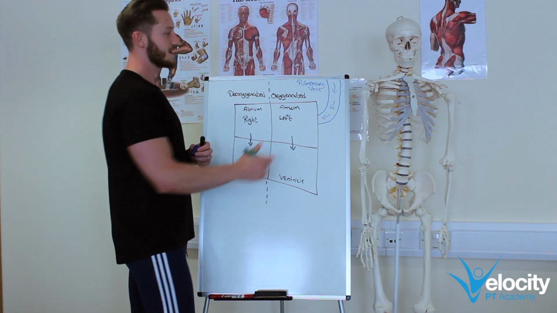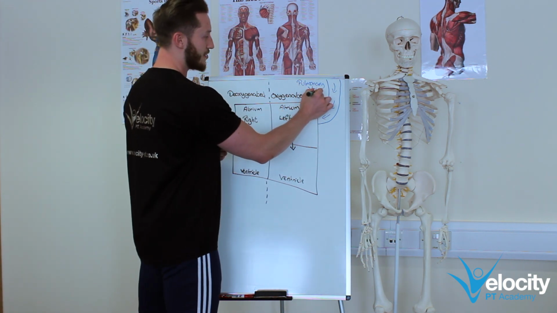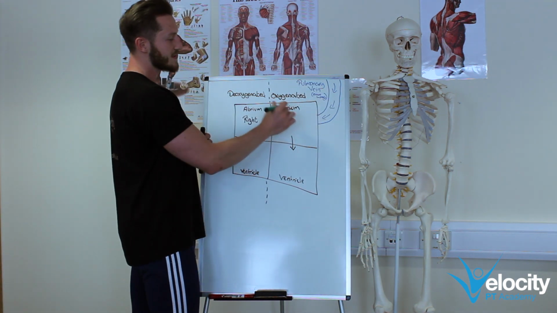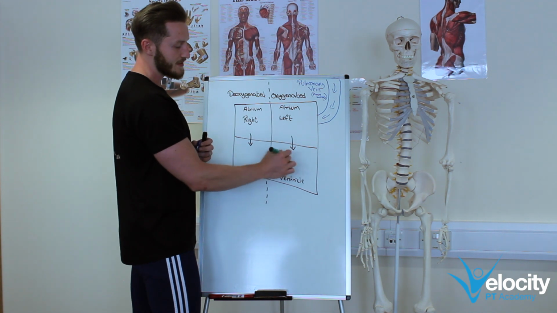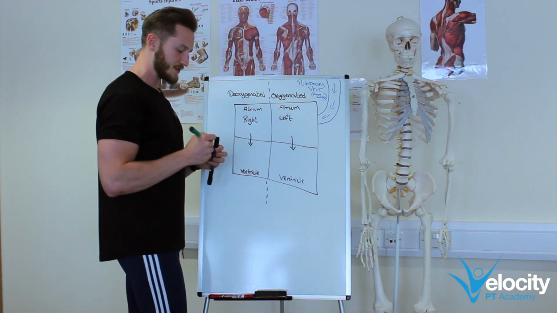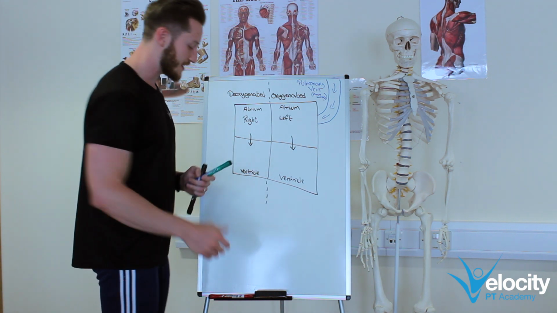So what happens is, I'll just put it in here for your records, that is from the lungs. So the blood comes in from the lungs into the left atrium, it'll then drop down into the left ventricle, and then from your left ventricle we will then have blood taken away from the heart.